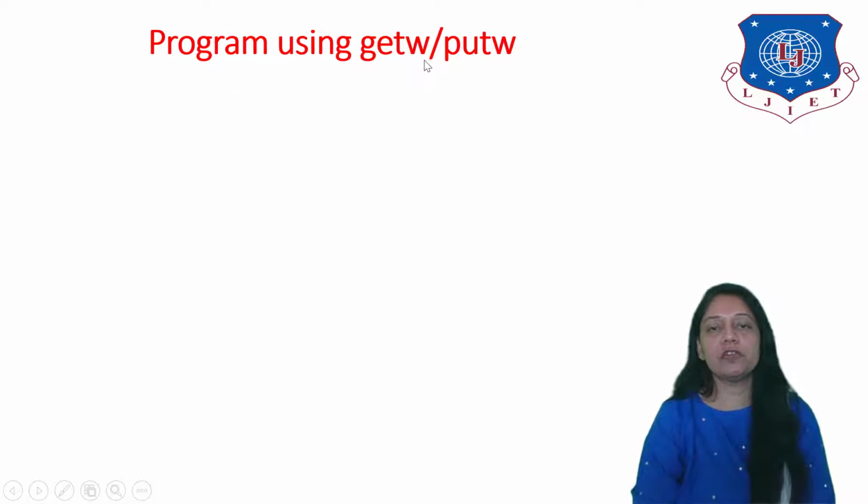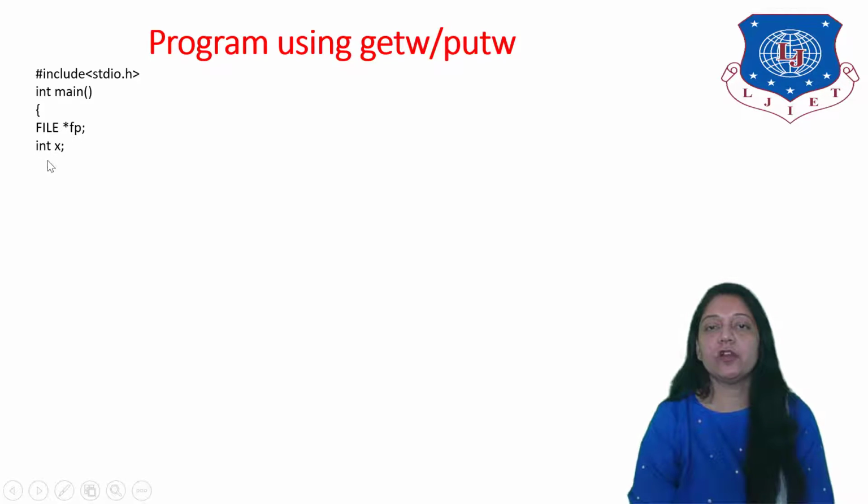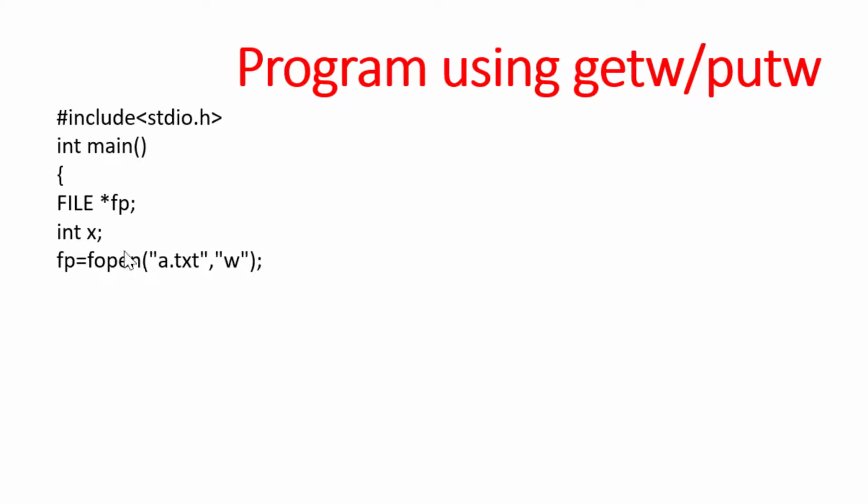Let's see the program of using getw and putw. Declare a file pointer fp, and for the number which we are going to read and write, we are using a variable x which is of integer data type. First we want to write some integers inside the file.